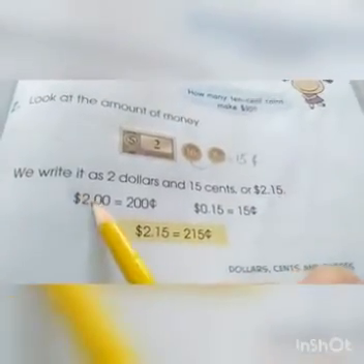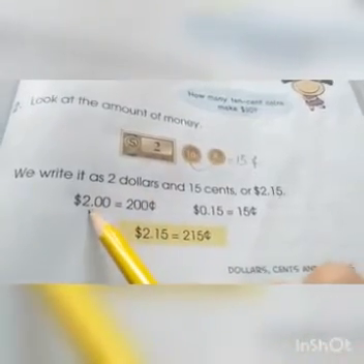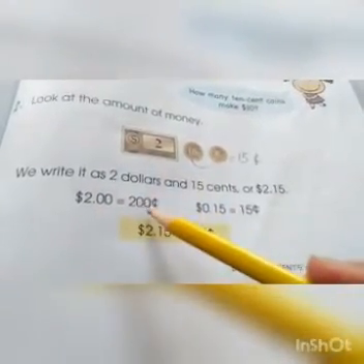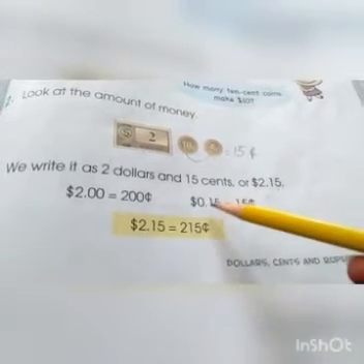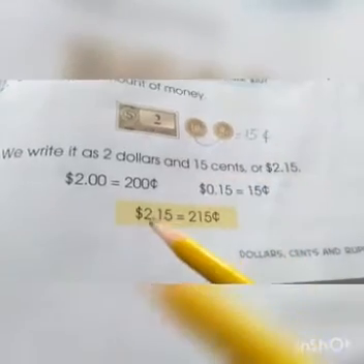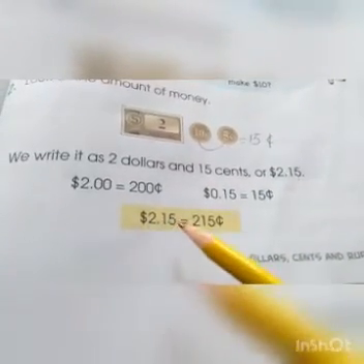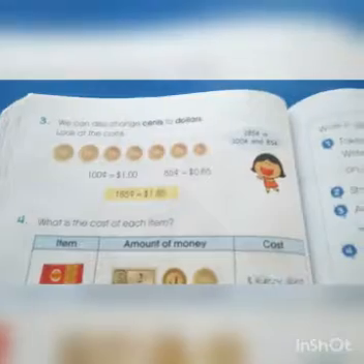$2.00 is equal to 200 cents. In $2, there are 200 cents. And $0.15 is equal to 15 cents. So $2.15 is equal to 215 cents.